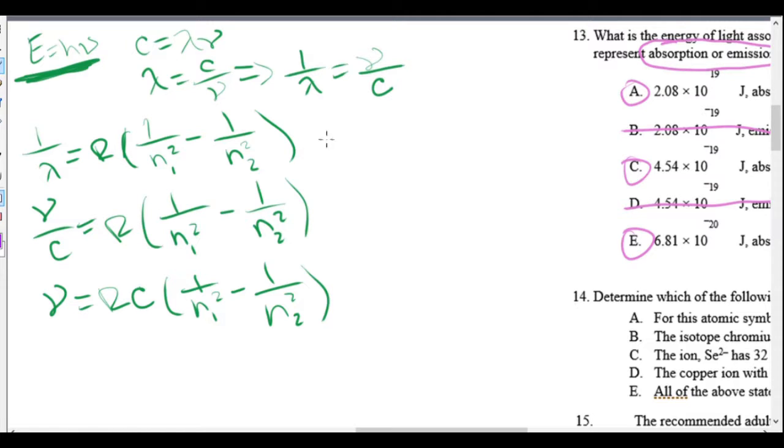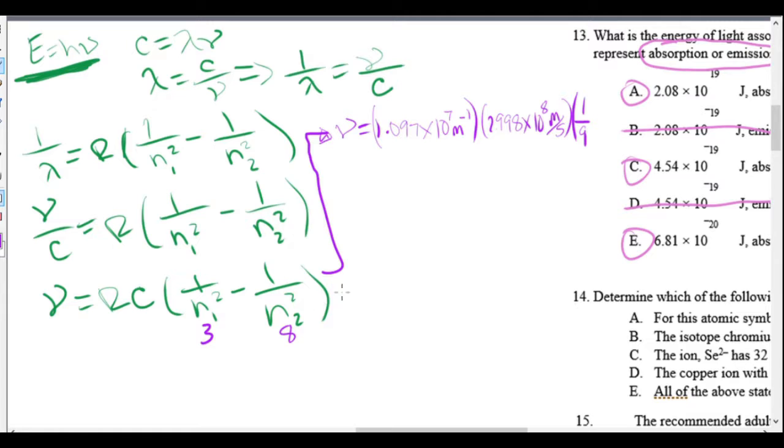So coming up here to do the work, nu is going to be equal to, and the number for R is 1.097 times 10 to the 7th meters to the -1, times the speed of light, 2.998 times 10 to the 8th meters per second. That's going to be multiplied by, we said that our n1 is going to be 3 and our n2 is going to be 8. So 1 over 9, that's 3 squared, minus 1 over 64.